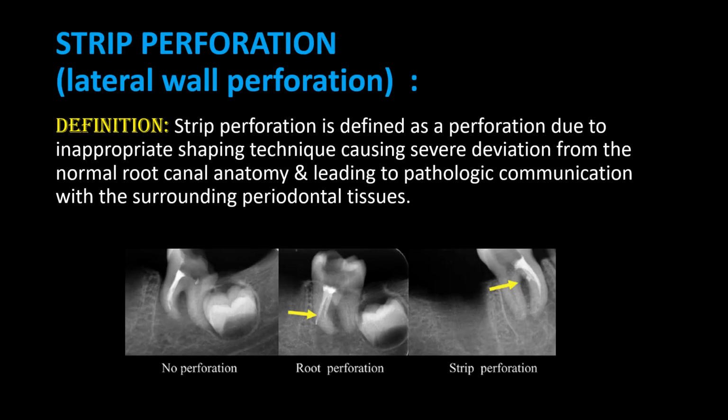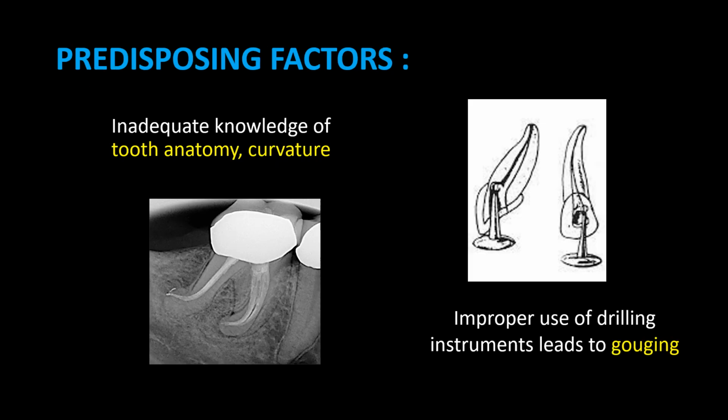Definition: strip perforation is defined as a perforation due to inappropriate shaping technique causing severe deviation from the normal root canal anatomy and leading to pathologic communication with the surrounding periodontal tissues. Predisposing factors include inadequate knowledge of tooth anatomy, curvature. Improper use of drilling instruments leads to gouging.